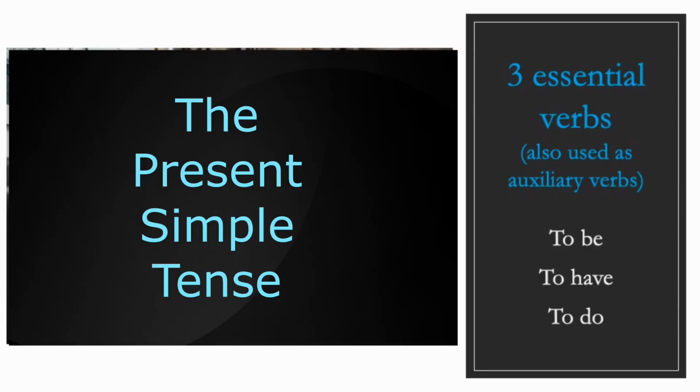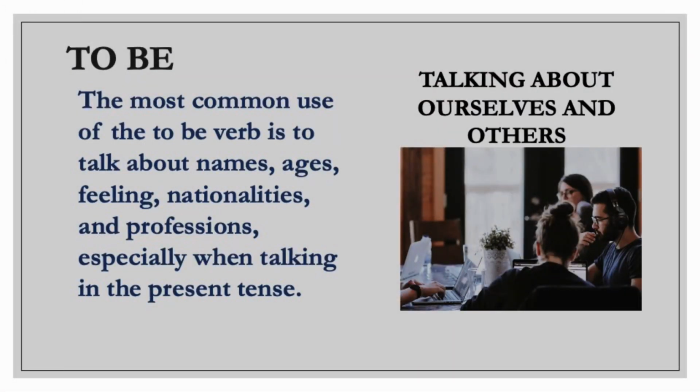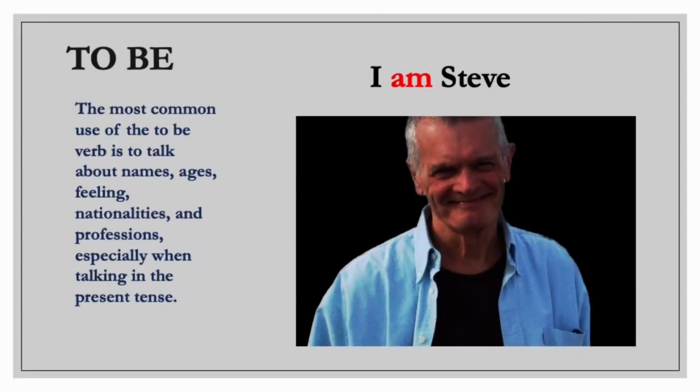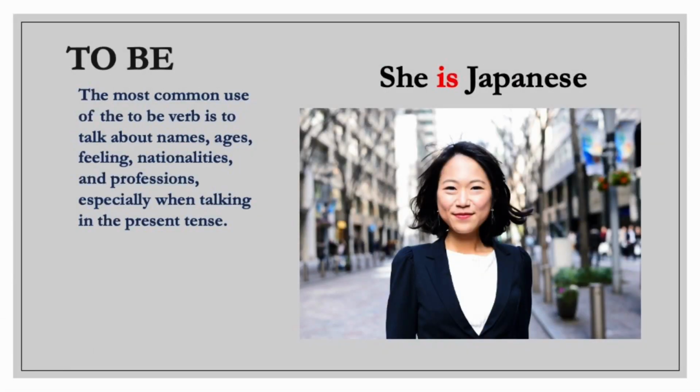Three essential verbs: to be, to have, to do. To be. The most common use of the verb is to talk about names, ages, feelings, nationalities and professions, especially when talking in the present tense. It's used for talking about ourselves and others. So, I am Steve. He is old. She is Japanese.